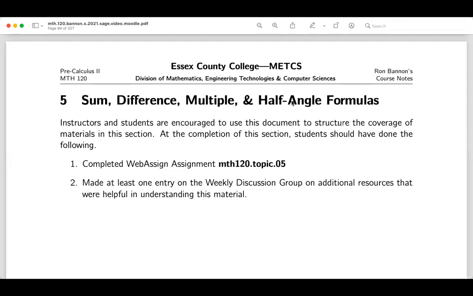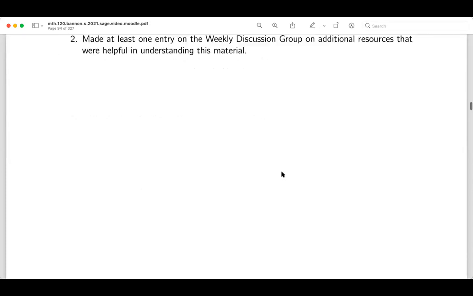Okay, we're in section 5 of the notes where we're talking about the sums, differences, multiple angles, and half angle formulas. Once you get through this written material, including a supplemental problem set, you should do the WebAssign. That's the Math 120 topic 5, and then try to make some constructive comment in the discussion group if you can. All right, so what do we do here?